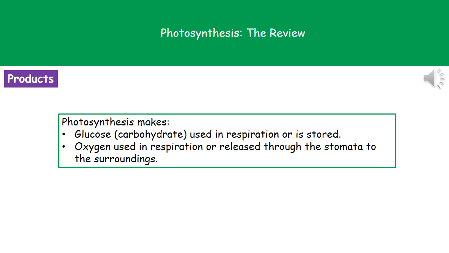There are two products we need to remember as being made in photosynthesis. The first one is the glucose, which is an example of a carbohydrate, and that will be used in either respiration by our plants to generate their own energy, or it will be stored in different forms. The second product that we make in photosynthesis is oxygen.